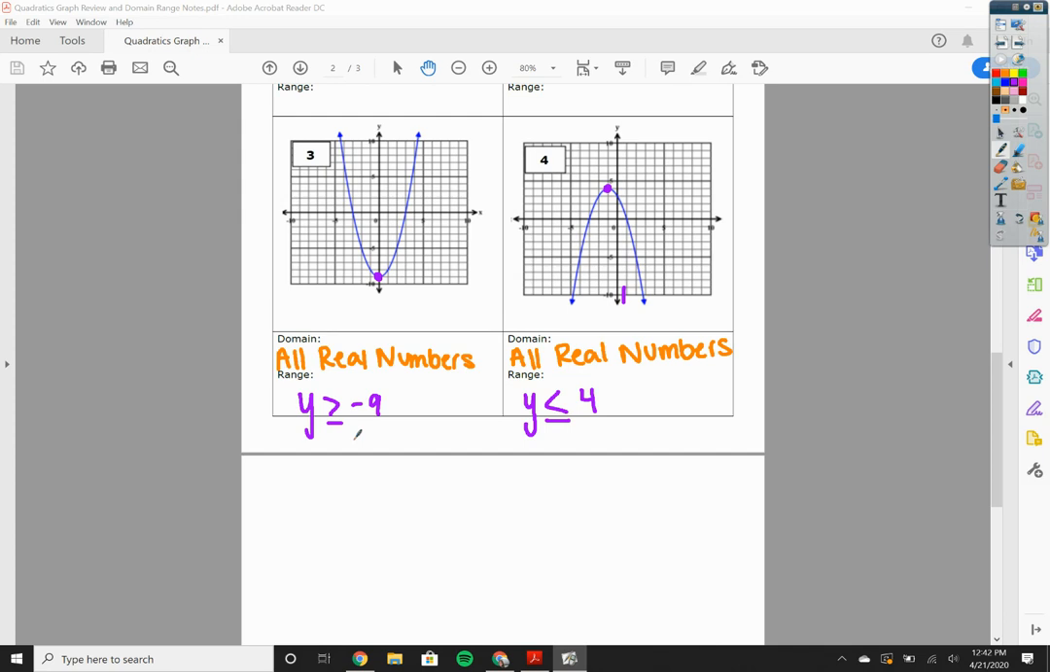But that is it for domain and range of quadratics. Let us know if you have any questions.